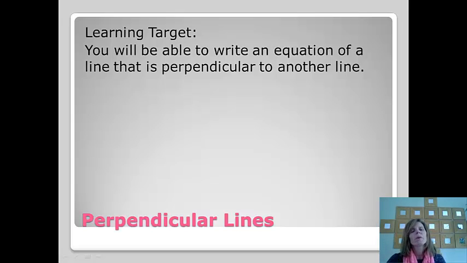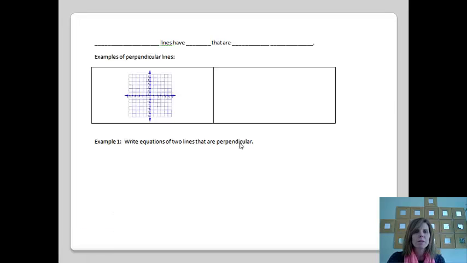We are now familiar with parallel lines. What we're going to be looking at this lesson are perpendicular lines. At the end of this lesson, you'll be able to write an equation of a line that is perpendicular to another line. Right, before we start writing equations of lines, let's talk about what perpendicular lines are.